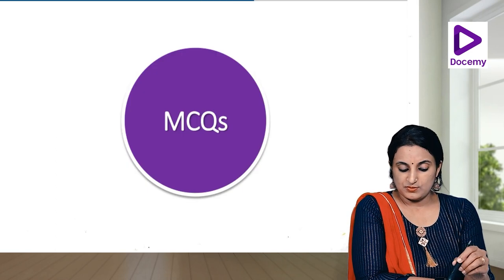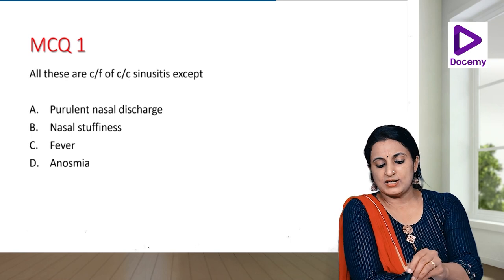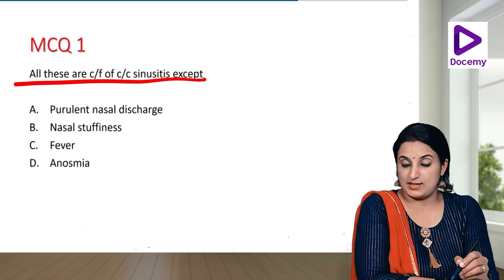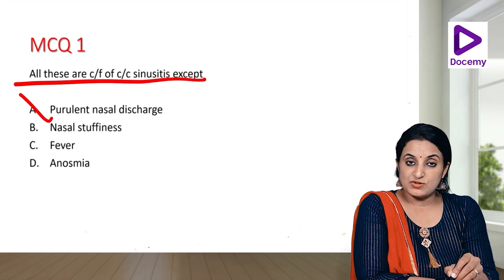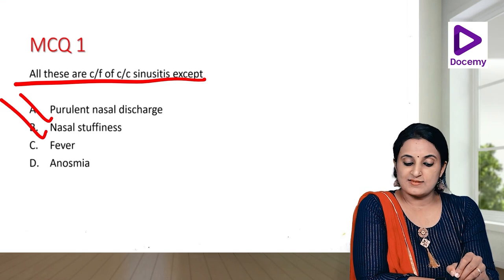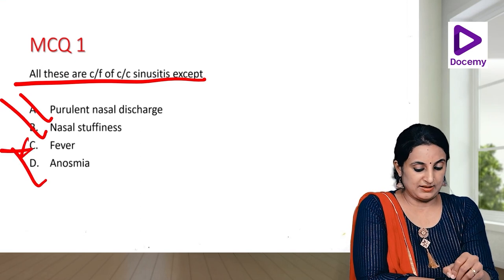Let's go to the MCQs. Just remember one of these. What are the clinical features of chronic sinusitis? All of these are correct except one: purulent nasal discharge is surely there, there is nasal stuffiness, there is no fever, but there is anosmia.